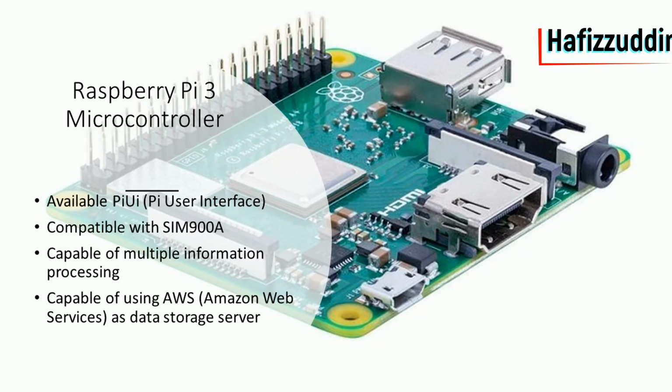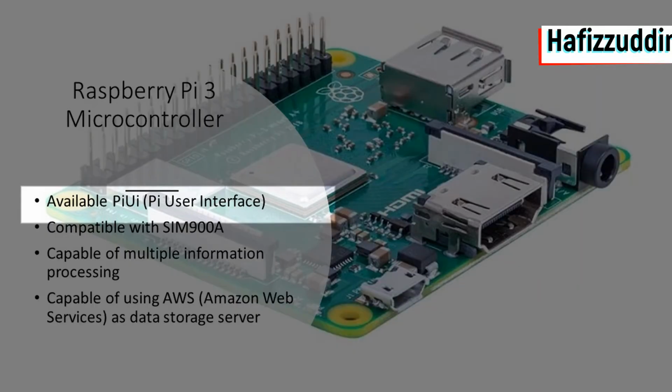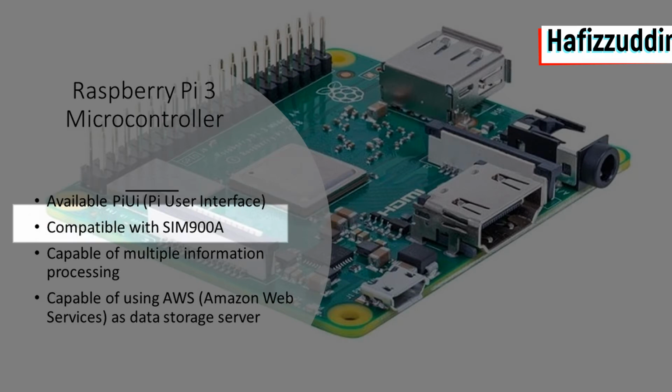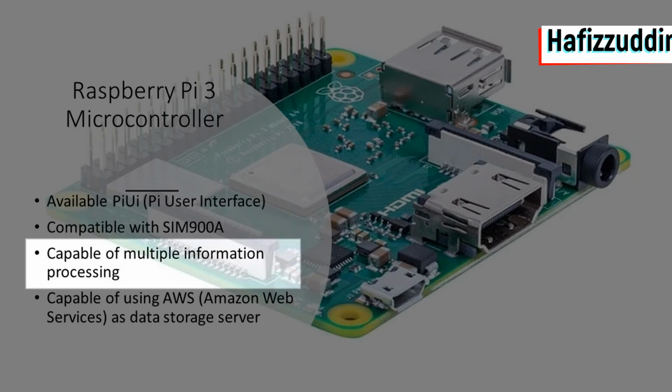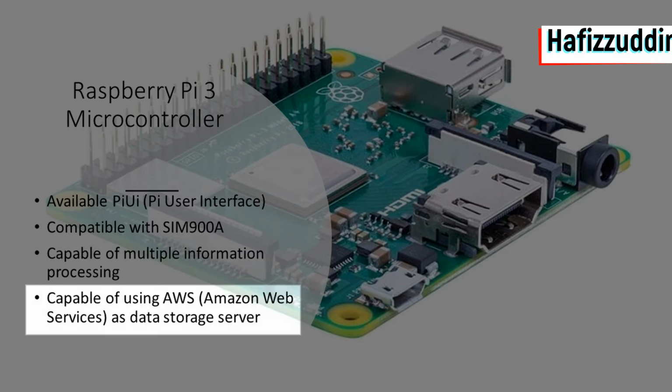For the microcontroller, we have chosen the Raspberry Pi 3. This is because of the available Pi UI, the Pi user interface that comes with the Raspberry. It is compatible with the SIM900A, capable of processing multiple pieces of information at once, and also capable of using AWS, Amazon Web Services, as a data storage server, so we don't require our own servers.